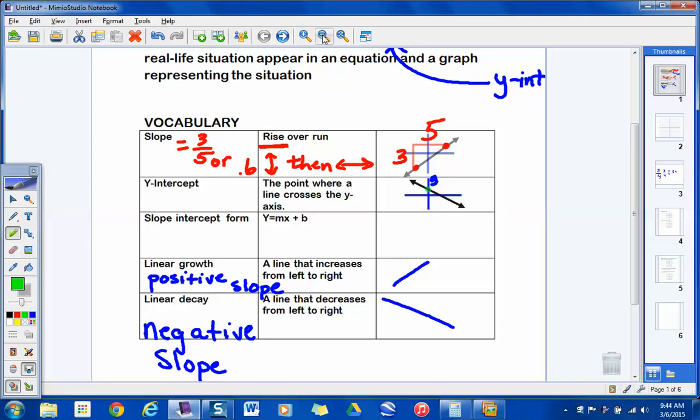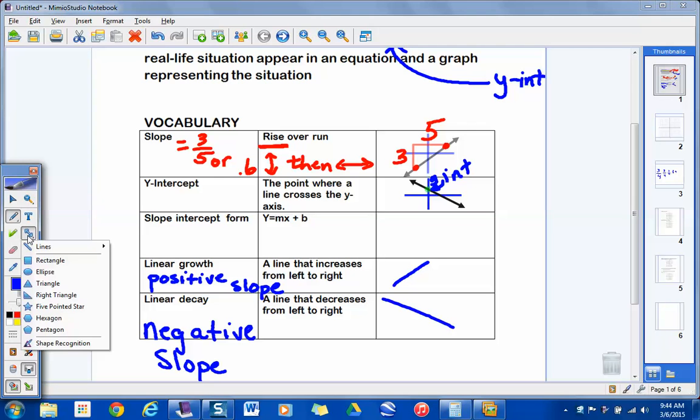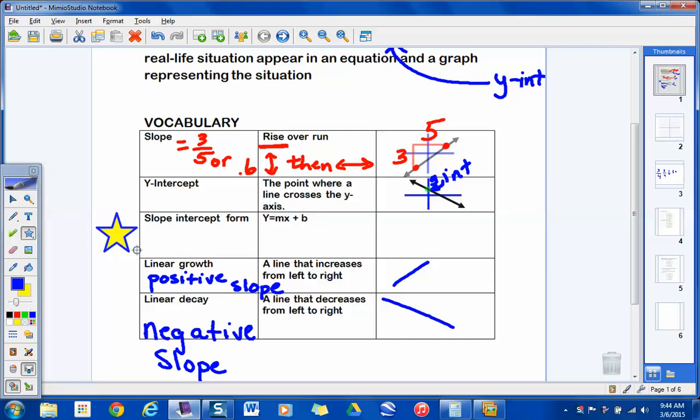This point right here is my y-intercept. This point right here is your y-intercept. Squeezed in there. Can you guys figure that out? Now the most important part of the notes vocab-wise is right here in the middle. We're going to take everything we've talked about and put it all together into what we call in this section slope-intercept form.